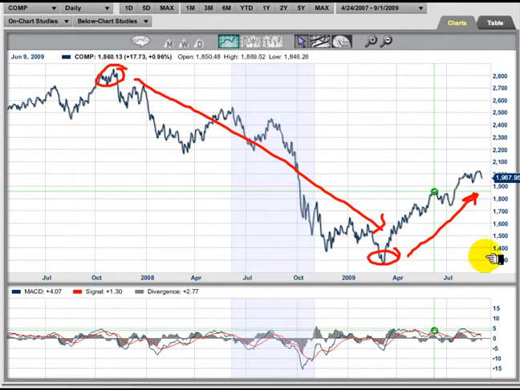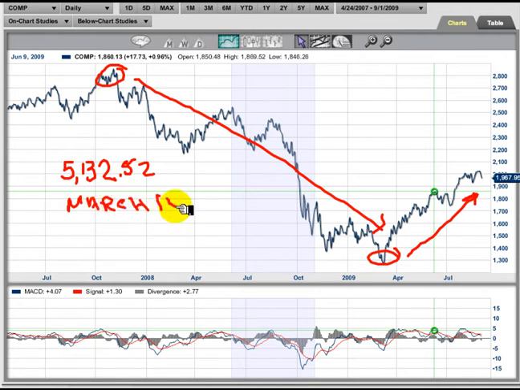Well, a couple of things we have to look at is the history of the NASDAQ. The NASDAQ actually traded at 5,000, it's hard to believe now, 5,132.52. That was the all-time high, and that was on March 10th of 2000. And that was the height of the dot-com bubble.